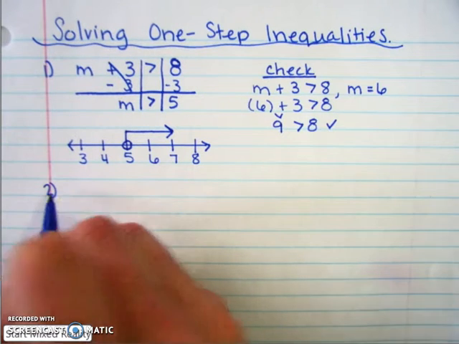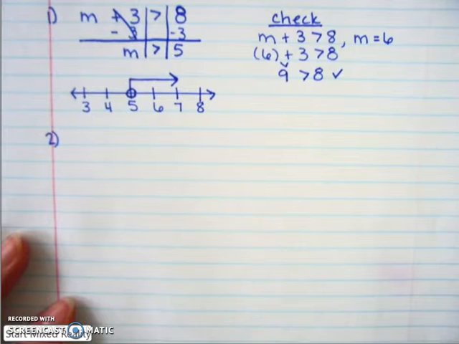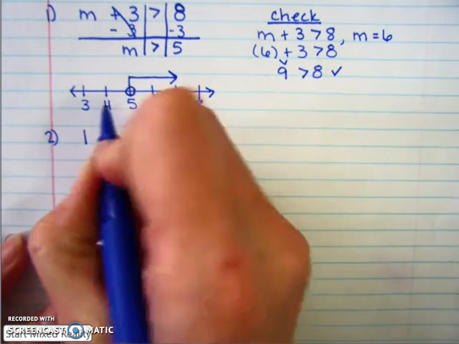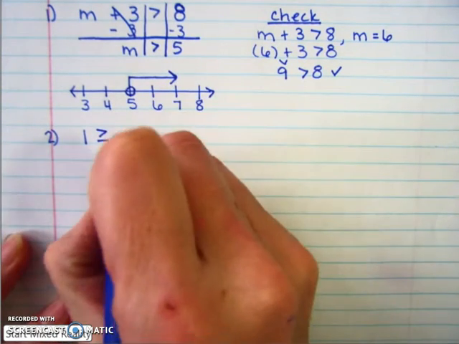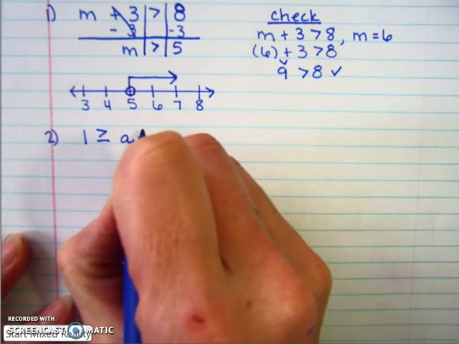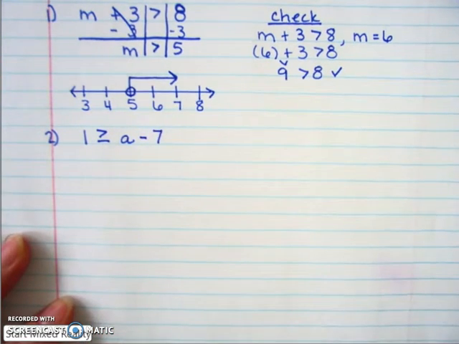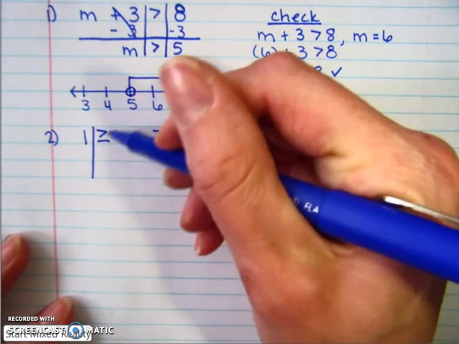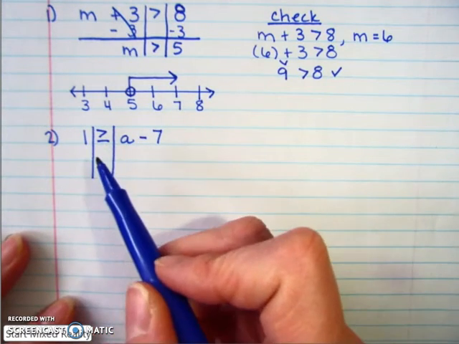Let's try an example where I'm subtracting. Okay, push this up a little bit. So 1 is greater than or equal to a minus 7. Okay, so I'm going to draw the lines around the inequality symbol. Okay, this keeps me organized.